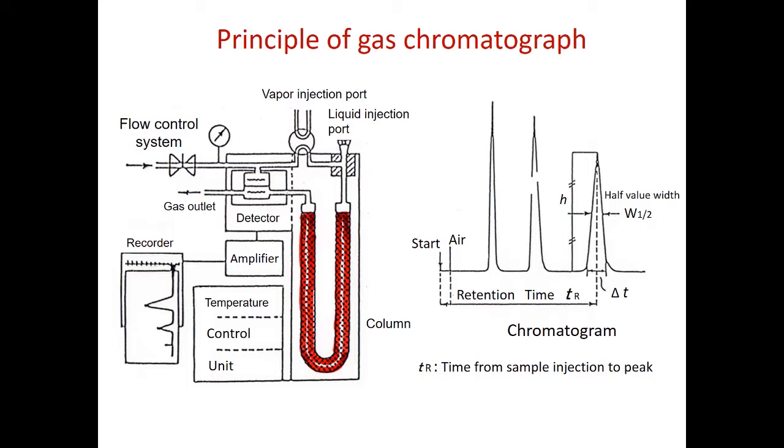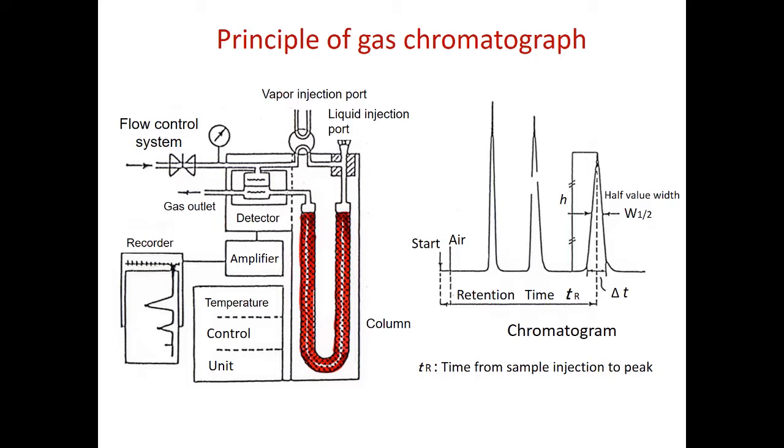This coating is performed inside the column. When the vapor is introduced here, if the interaction between the vapor and the stationary phase is large, it takes much time to go through this column, and the retention time becomes longer. But if the interaction between the vapors and the stationary phase is small, then the response appears rapidly here. So the retention time here is very small.